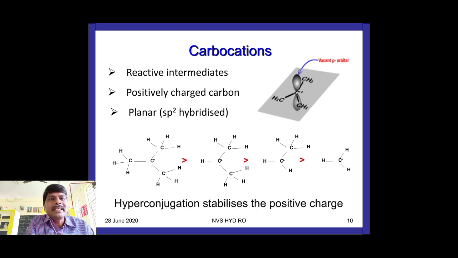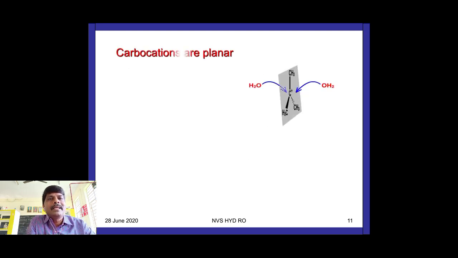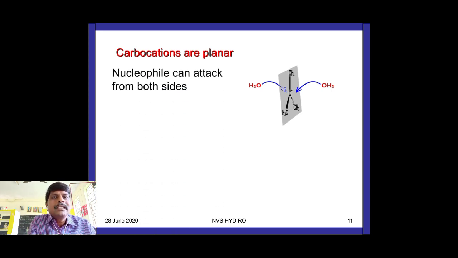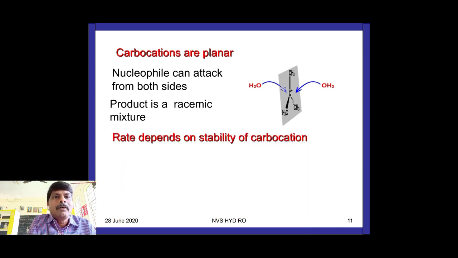Tertiary greater than secondary greater than primary greater than methyl. This stability you can explain by using hyperconjugation. Tertiary carbocations have more hyperconjugative structures. If more hyperconjugative structures are there, it will get more stability. This carbocation is planar like a paper, so the nucleophile will attack from both sides. That's why you will get two types of products. If one is dextro and another is levo, then you will get a racemic mixture. The nucleophile can attack from both sides, so the product is a racemic mixture.